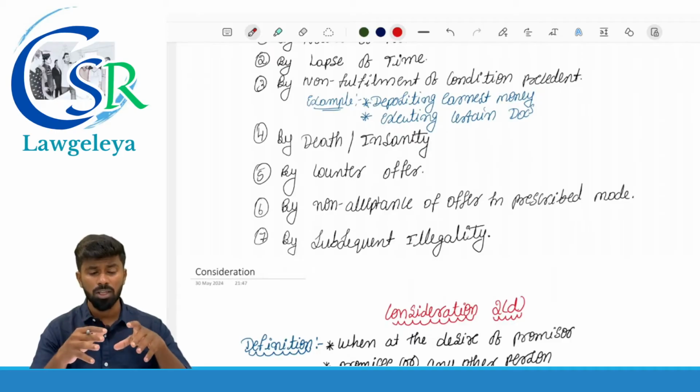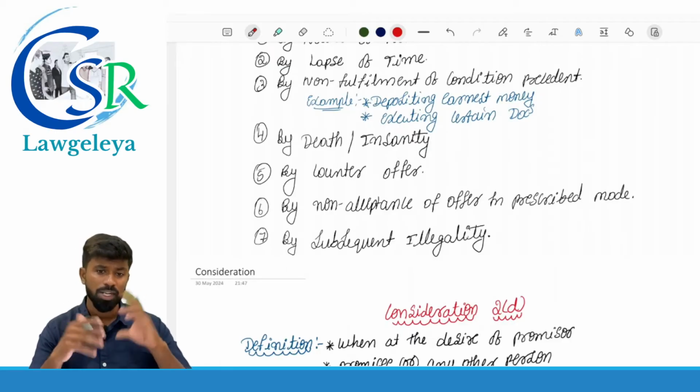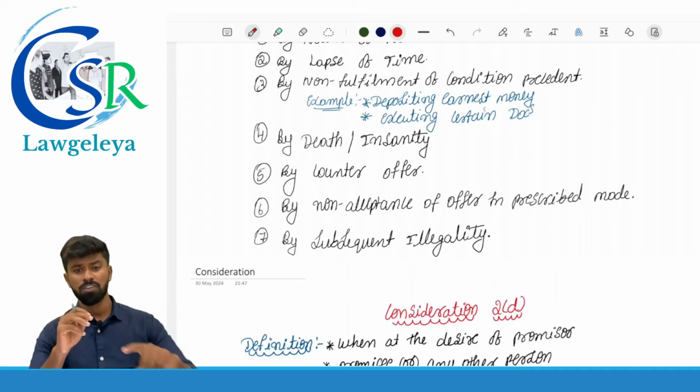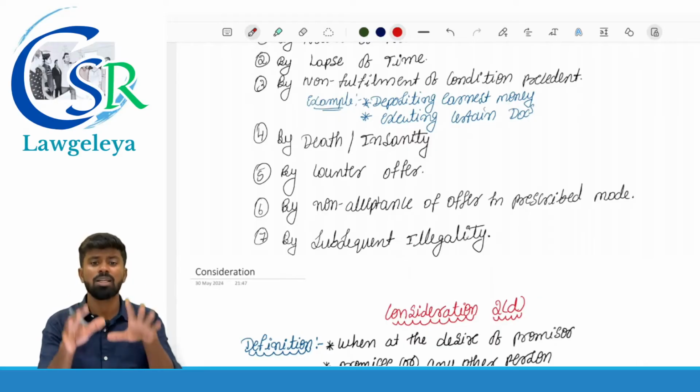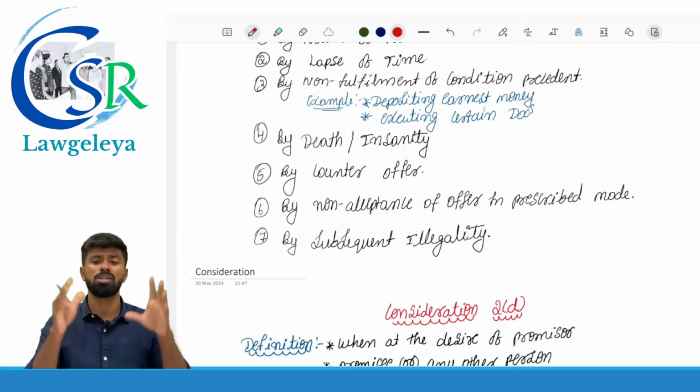Next one, by non-acceptance of the offer in the prescribed mode. If the offeree gives the acceptance other than the mode prescribed, then the offerer has the right to contest it, right to reject it. But if he does not contest it, then the law presumes that he has consented to such acceptance and acceptance is valid.